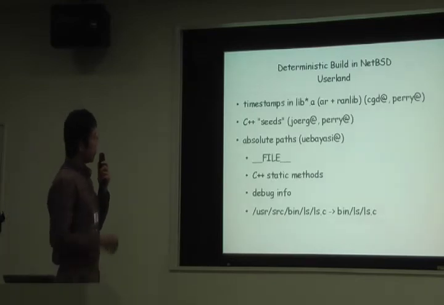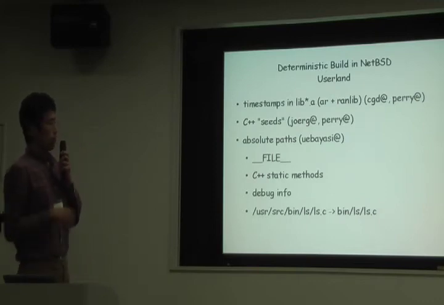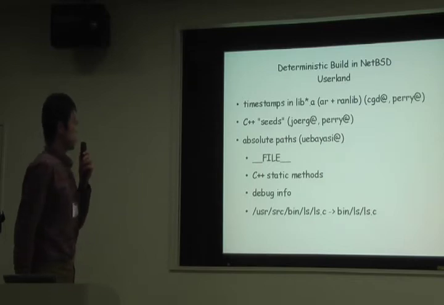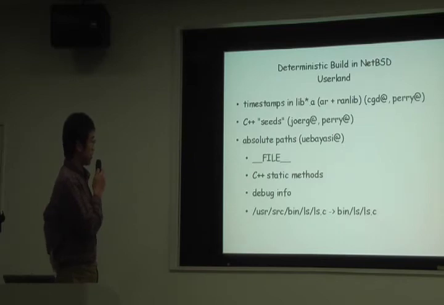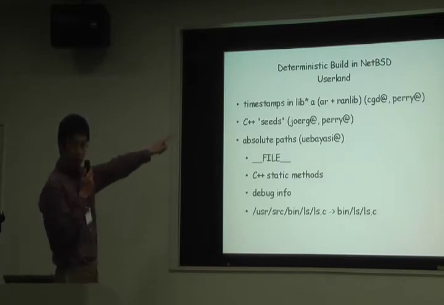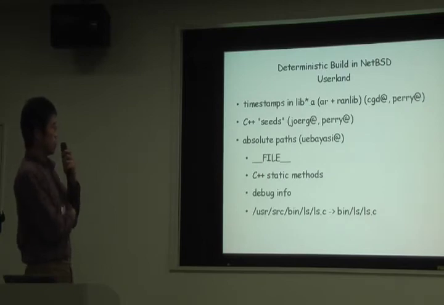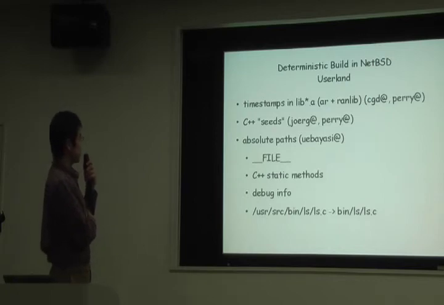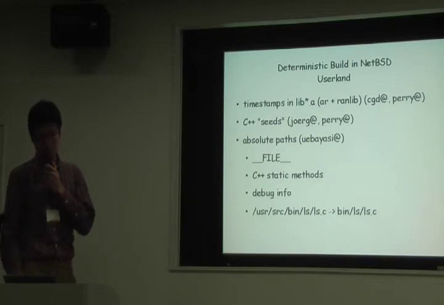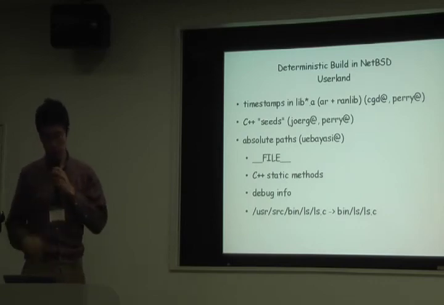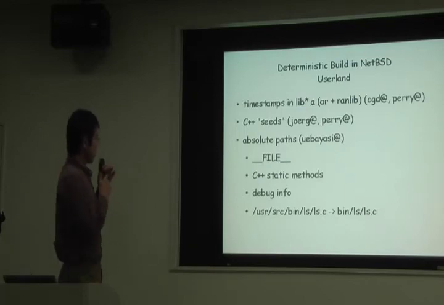Perry raised this question last September or so, and in NetBSD, most difficult parts are already addressed. Timestamps embedded in archives, and CGD fixed that. And some C++ objects contain random numbers, and it was found that if you give some options, it gets constant and no random numbers.